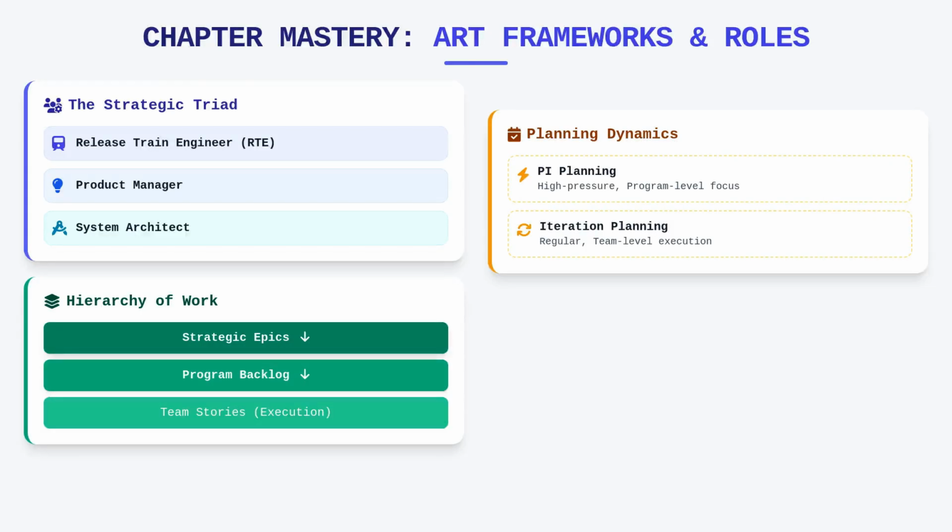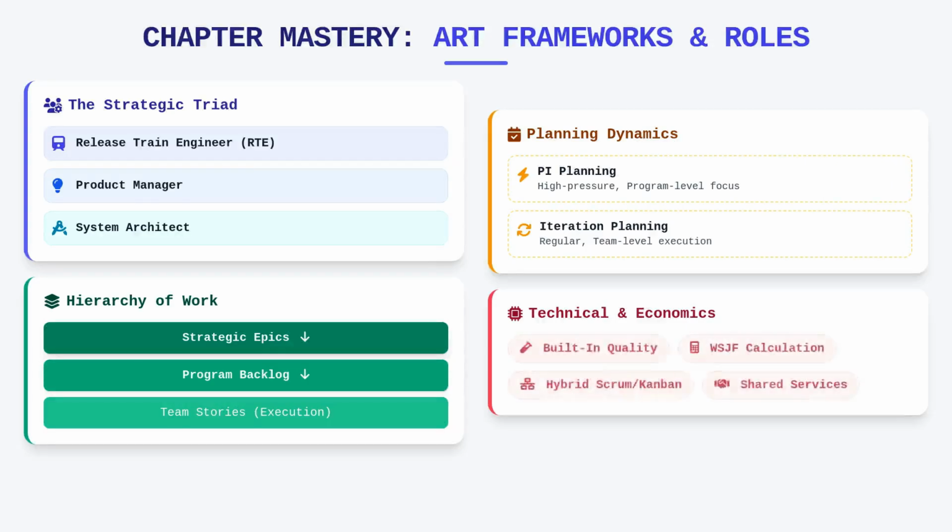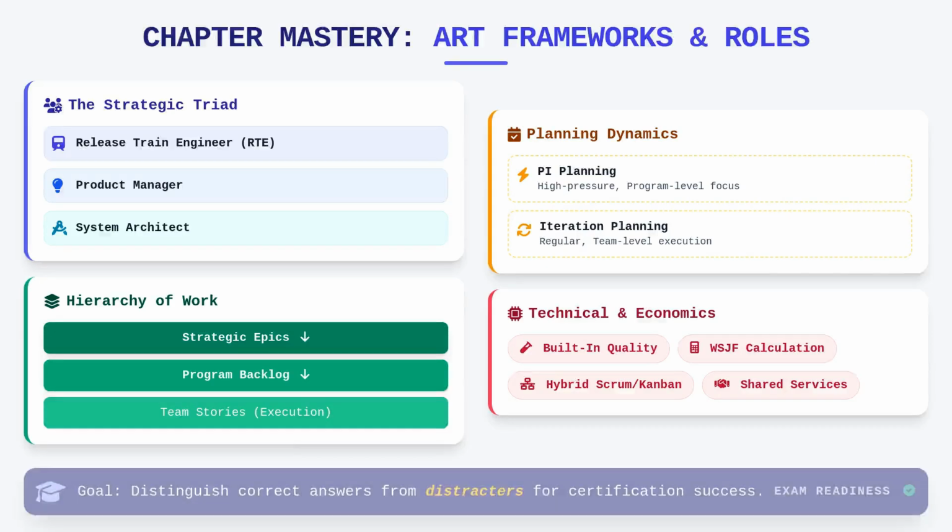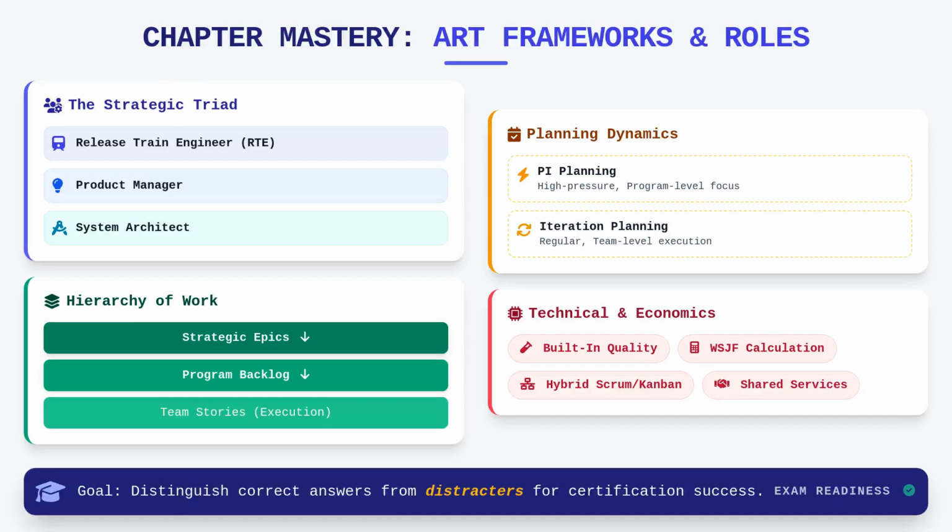We will further clarify the roles of the system team and shared services, which are often sources of confusion in certification assessments. Finally, we will dive into built-in quality, economic rationales for integration, and the mechanics of the Weighted Shortest Job First calculation. This structured approach ensures you are fully prepared to distinguish between correct and distractor answers on your exam.